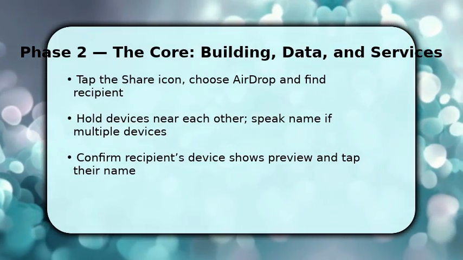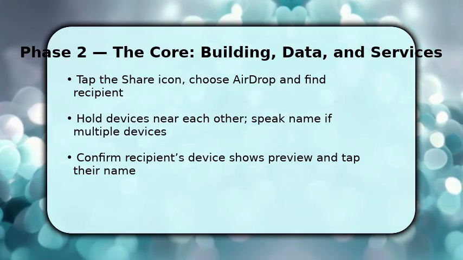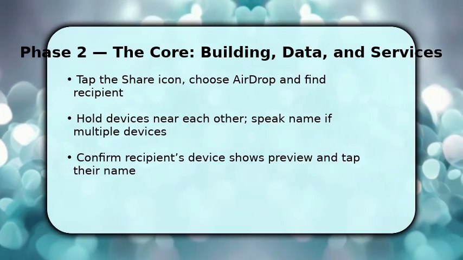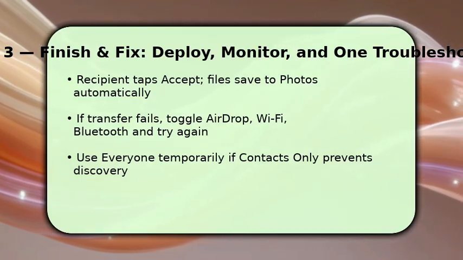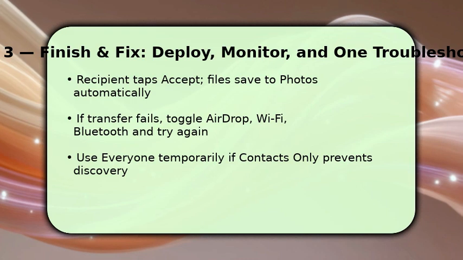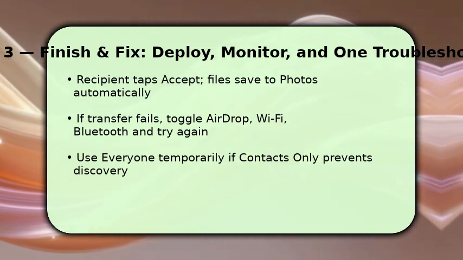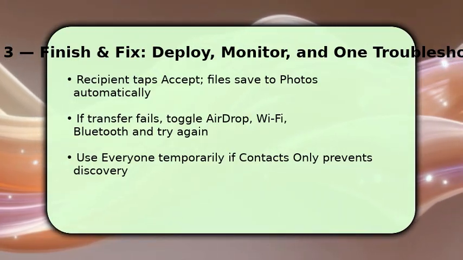You'll see a sending progress and a small preview on their screen. This middle step is where discovery converts to actual transfer, so keep both screens active until the preview appears. You ask the recipient to tap Accept when their preview appears. Received photos save directly to their Photos app. Once done, verify images open correctly, then disable AirDrop or set it back to contacts only for privacy.